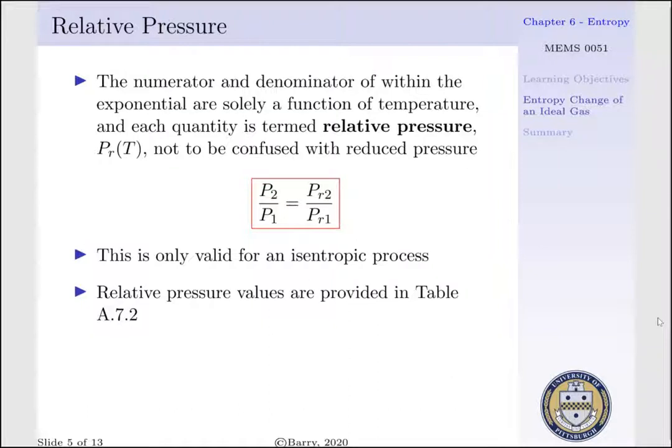And each quantity is termed relative pressure, P sub R. Now, P sub R should not be confused with our reduced pressure that we use to verify the applicability of our ideal gas law. In this definition, we can say P2 per P1 would be equal to our relative pressure at state 2 per our relative pressure at state 1. This formulation is only valid for isentropic processes, and these relative pressure values are provided in table A72.